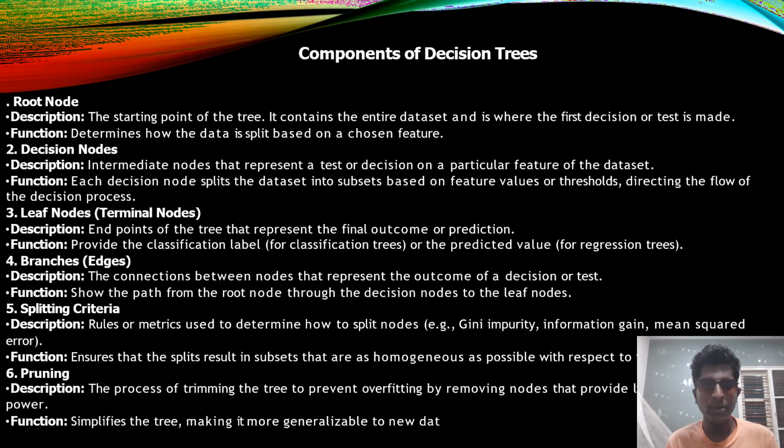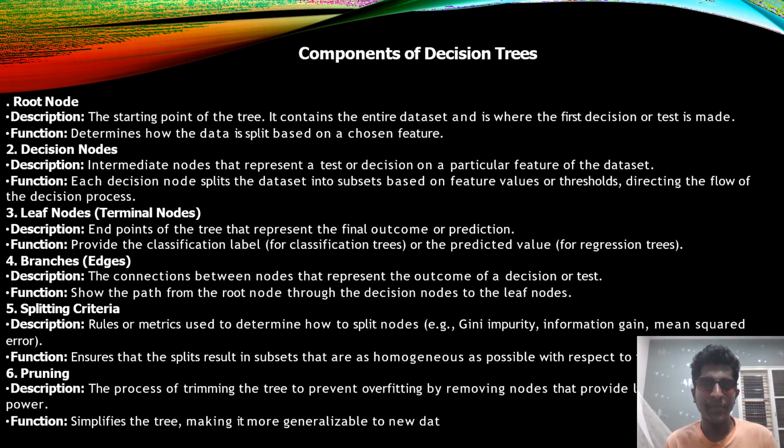Description. Endpoints of the tree that represent the final outcome or prediction. Function. Provide the classification label or predicted value. Fourth, branches. Description. The connections between the nodes that represent the outcome of a decision or a test. Function. Show the path from the root node through the decision nodes to the leaf nodes.